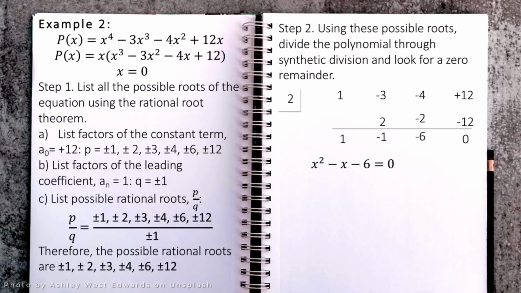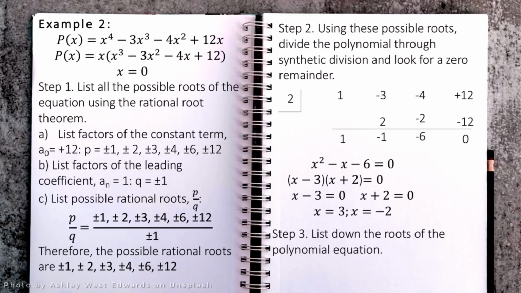And then, by factoring, the answer is the quantity of x minus 3 times the quantity of x plus 2 is equal to 0. And then, using the zero product property, I'm going to equate to 0 the two factors that I have. I have x minus 3 is equal to 0 and x plus 2 is equal to 0. Then, using the addition property of equality, the additive inverse of negative 3 is positive 3, and the additive inverse of positive 2 is negative 2.